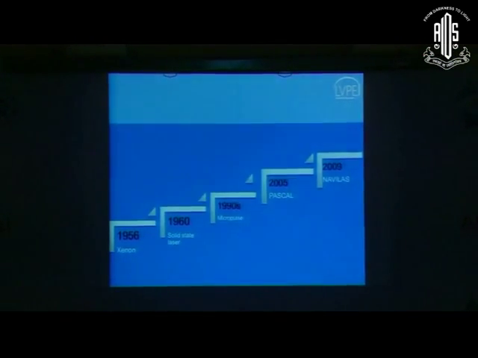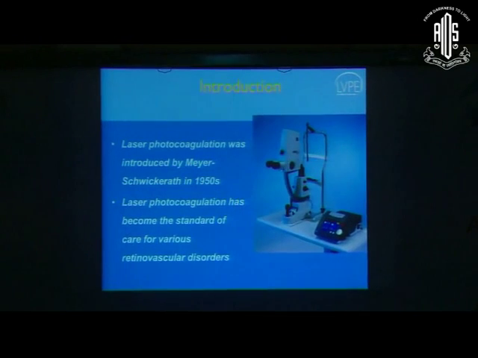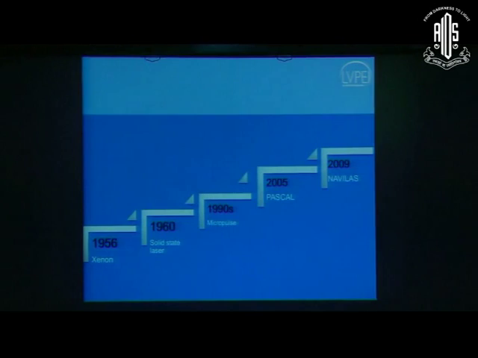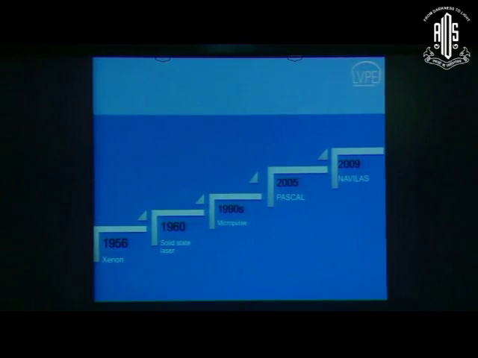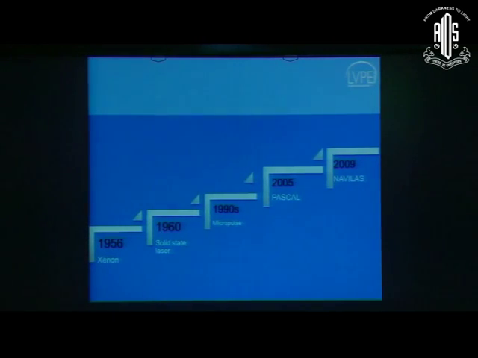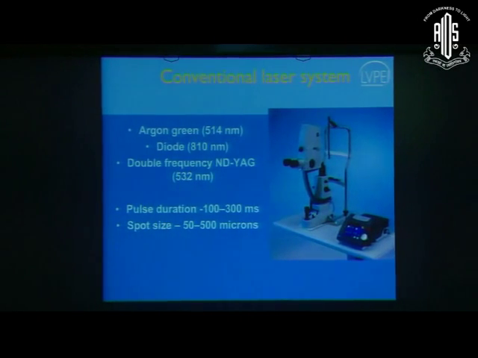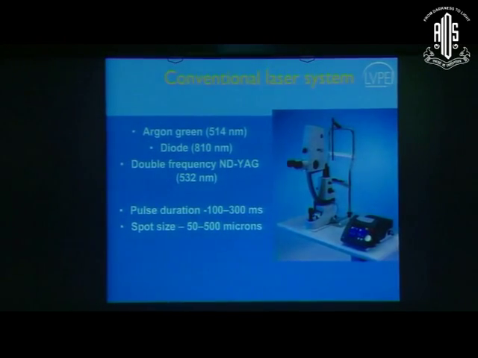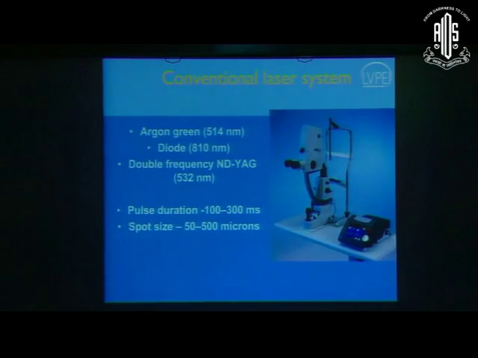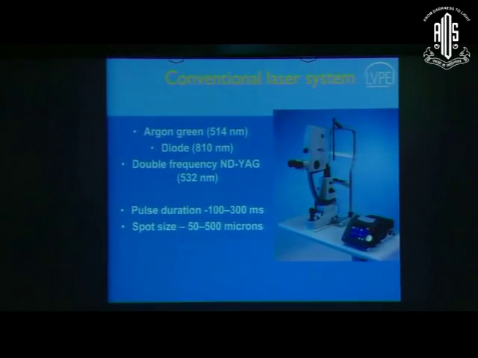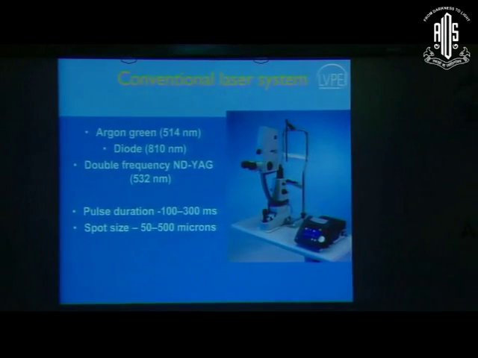To start with, as Chetra has already briefed us about the laser photocoagulation history, and we all have seen the growth starting from 1956, which started with xenon, and then we had Pascal in 2005, and now in 2009 we have Nevilas laser. We have three options at present: 514, 810 and 532. The pulse duration with a conventional laser system is between 100 to 300 milliseconds, and spot size is around 50 to 500 microns.